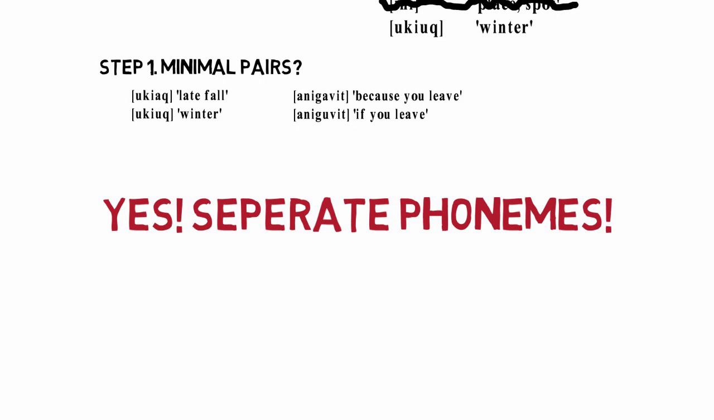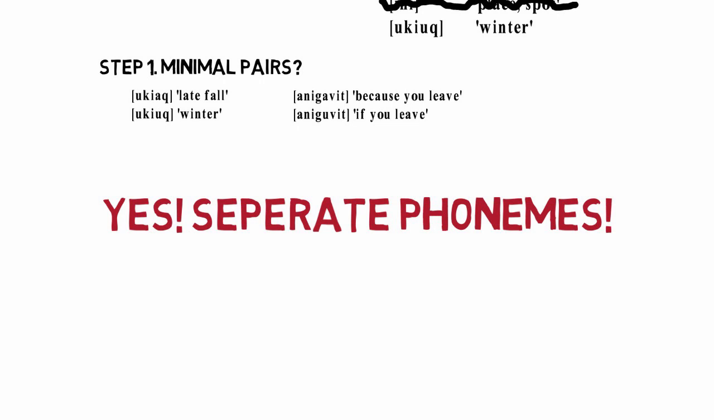So here we have two minimal pairs. This is enough information for us to determine that they are separate phonemes. They do not occur in complementary distribution. Therefore, they are not allophones of the same phoneme.